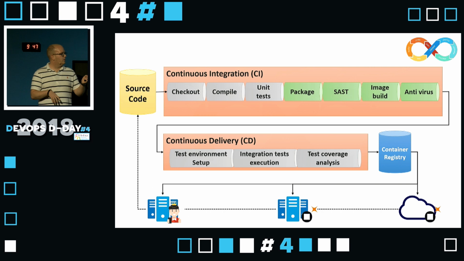And at the end, the dotted arrow is to complete the DevOps loop, meaning that you gather feedback from your production system, and at the end, you're continuously improving your product, meaning your source code.